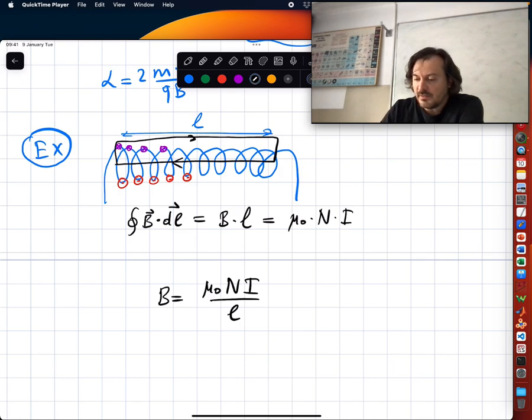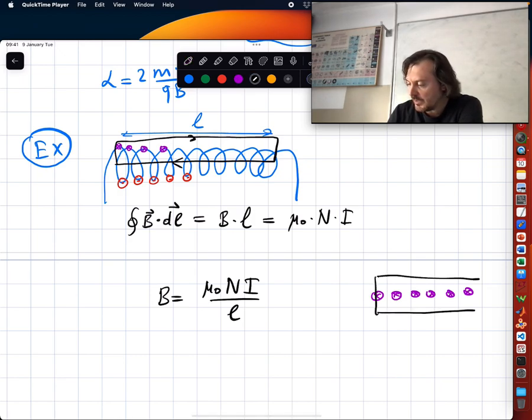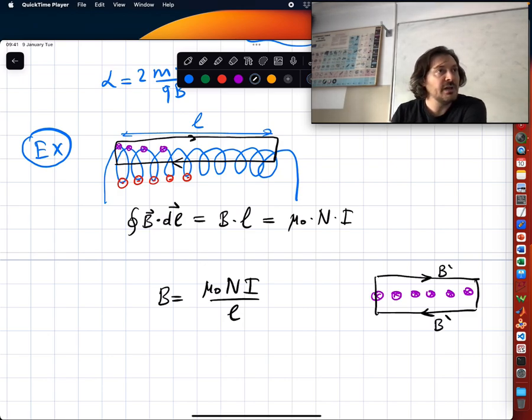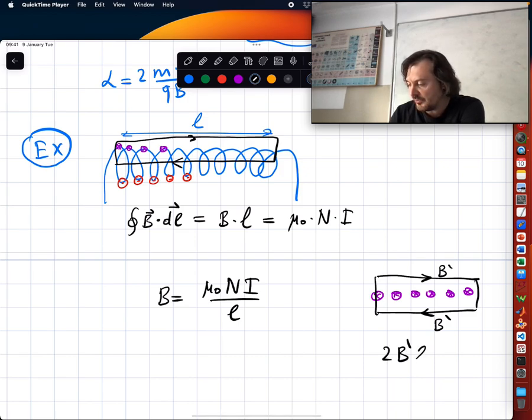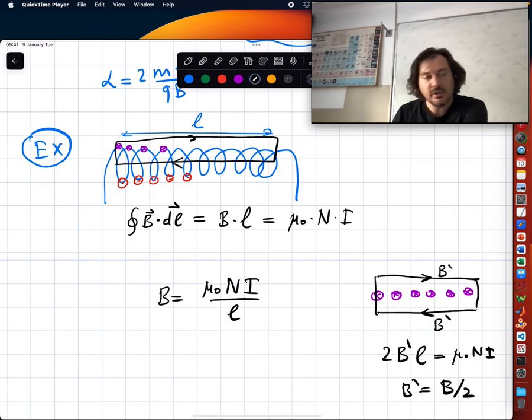The second way of doing it is the way that we did before in the class. In that case, we took this one separately. We solved it by itself, and while solving it, we assumed that there is a magnetic field here, a magnetic field here. Let me call it B prime. Okay, by itself. You understand? Then you get 2B prime L equals mu 0 N I. And you get half of that, half of this B. So you get B over 2.